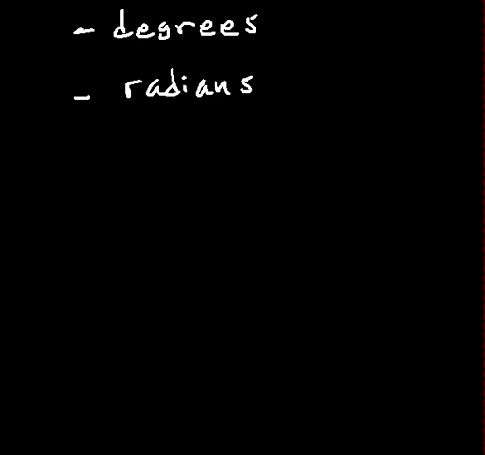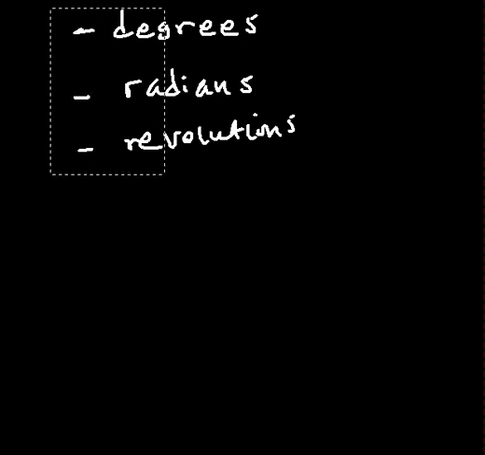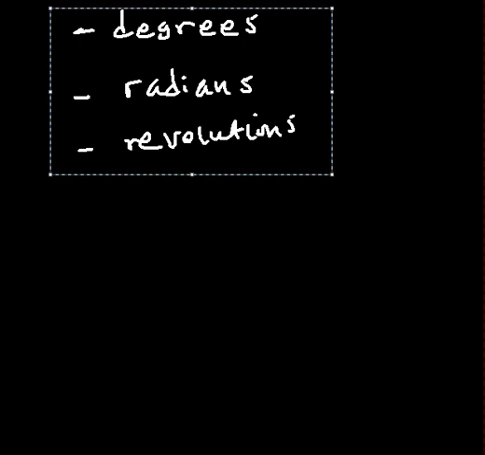Now, angles can be measured in degrees, and they can also be measured in radians. They can also be measured in revolutions. So let's see how we can express the angles being measured in degrees, radians, as well as revolutions.